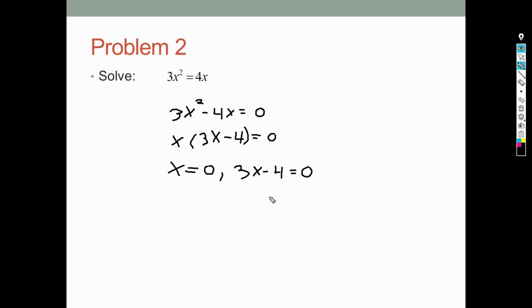Add 4 to both sides here. I get 3x equal to 4. Adding a 4 here and a 4 here, this is what we get. And divide through by 3 to isolate the variable. We get x is equal to 4/3.